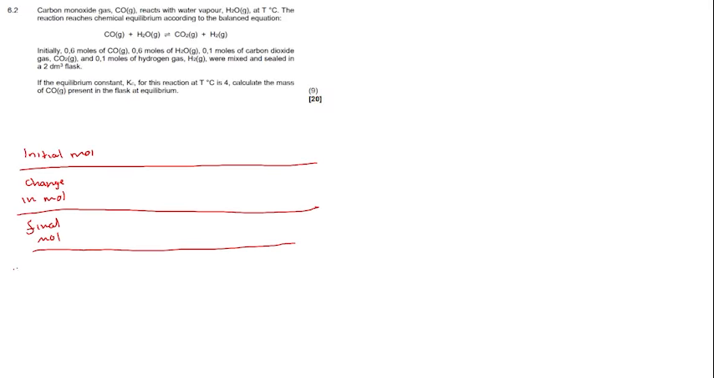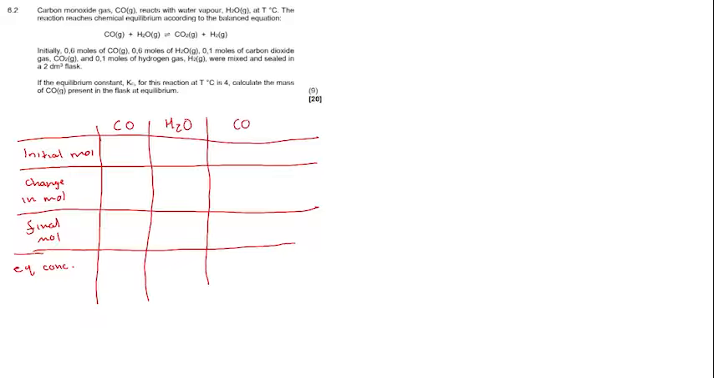To do this, we can start by drawing our table with initial moles, change in moles, final moles, and then equilibrium concentration. We then have CO, H2O, CO2, and H2. We know the initial moles of CO is 0.6. The initial moles of H2O is also 0.6. Initial moles of carbon dioxide is 0.1 and 0.1 for hydrogen gas as well.